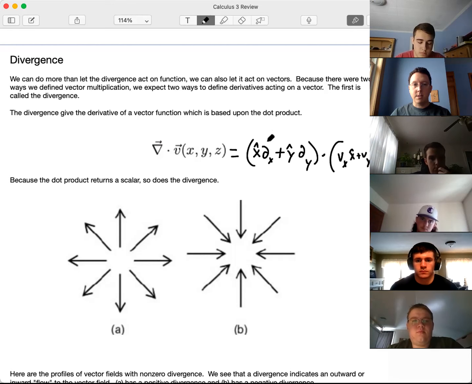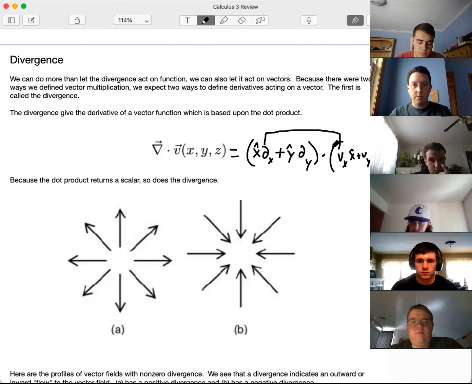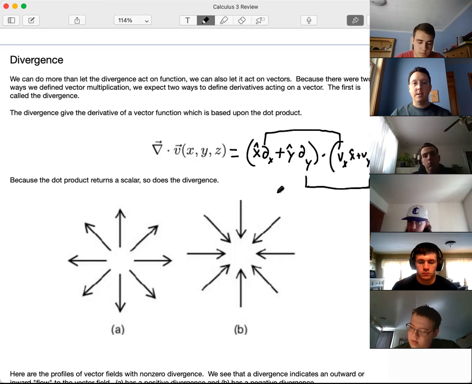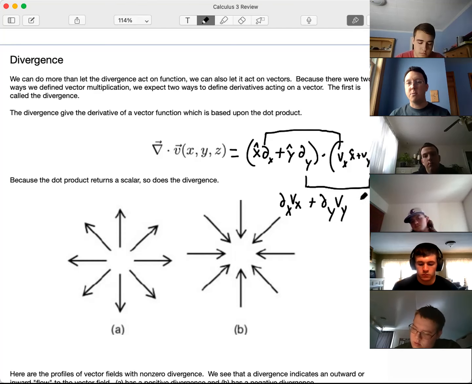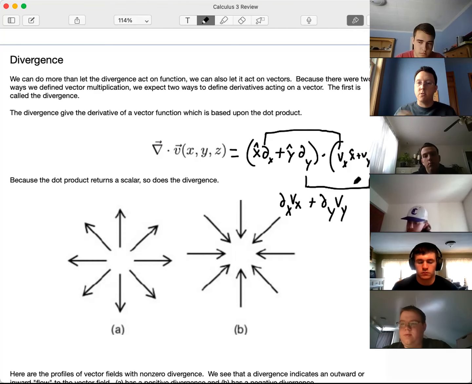So when I pair up the x pieces, it's going to give me a derivative on Vx. And I'm going to get a pickup in the y direction. I have a derivative on Vy in the y direction. I get the partial with respect to x acting on the x component plus the partial with respect to y acting on the y component. So that's what it would evaluate. And if you had 3D, you would just add one more term. It just grows.